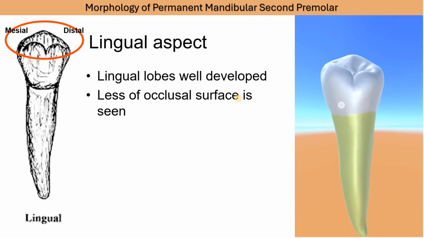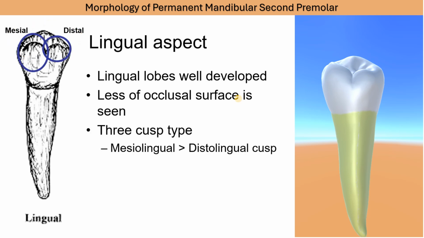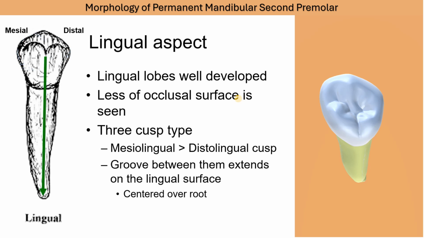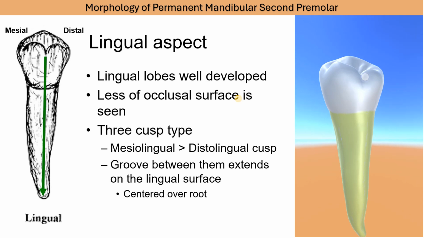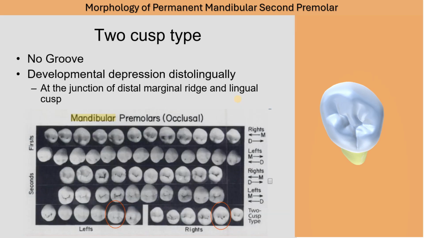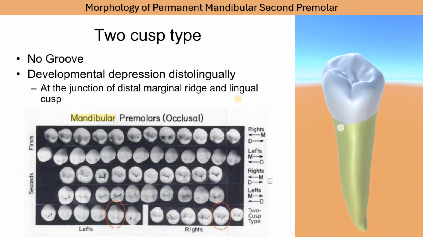Although the lingual surface is well developed, you can still see some portion of the buccal cusps. You can see the buccal triangular ridge in this particular region. The three cusp type shows a very characteristic larger mesiolingual cusp and a shorter distolingual cusp. And there is a groove in between, like here you can see the groove which extends into the lingual surface. This gives rise to a characteristic Y-shaped pattern of the groove that you can see, which is relatively centered over the root.